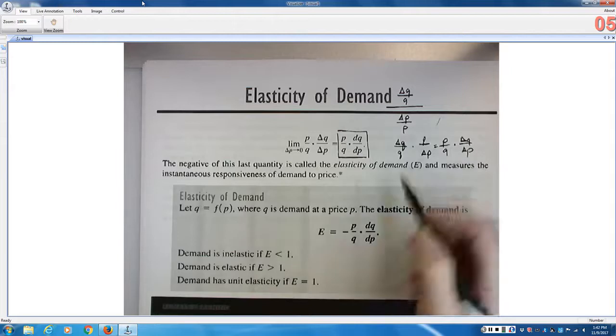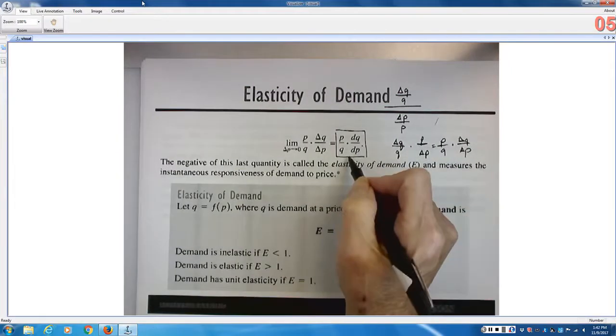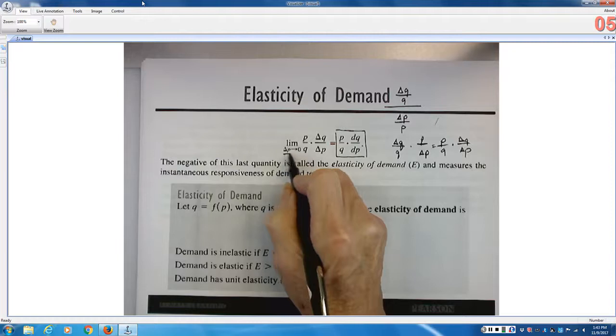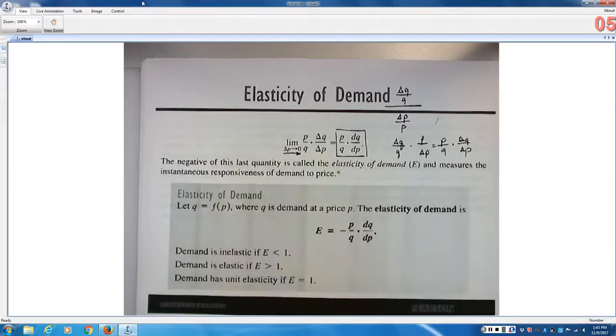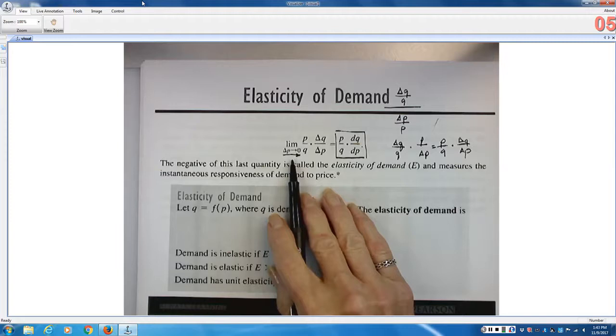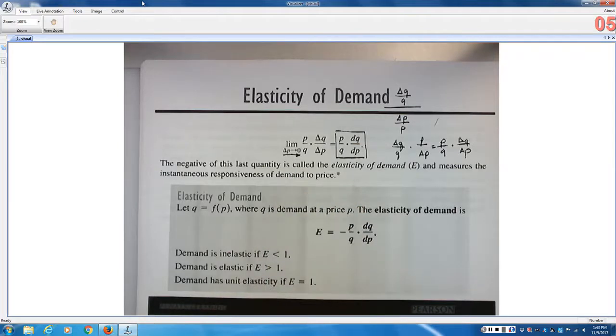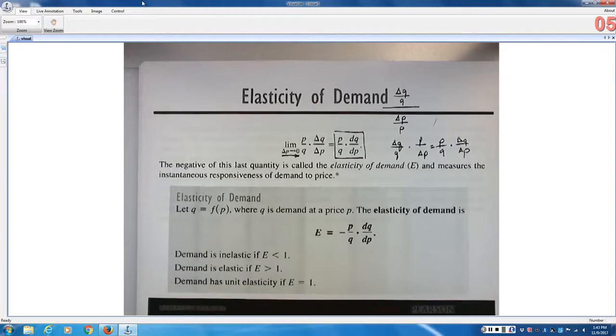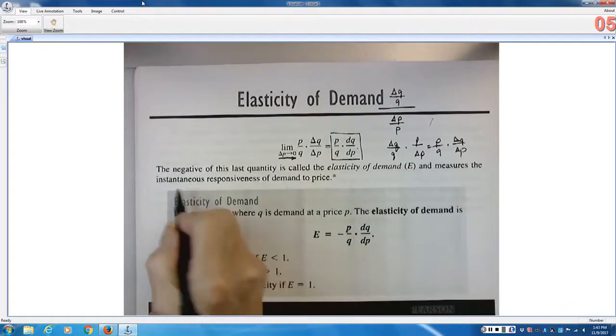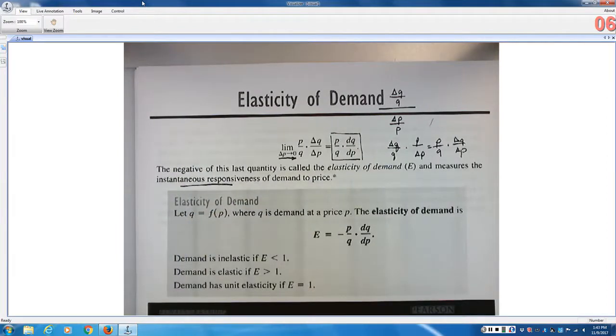Now, if you take the limit of this quantity right here, as the price approaches zero, which of course you know your price is never going to get to zero, and it's never going to be zero or be negative, but it can get lower and lower. So basically we're not saying that it's going to be zero, but what happens as the price drops? What happens is it gets lower and lower. The negative of this quantity is called the elasticity of the demand, which is E. And it measures the instantaneous response of demand to price.